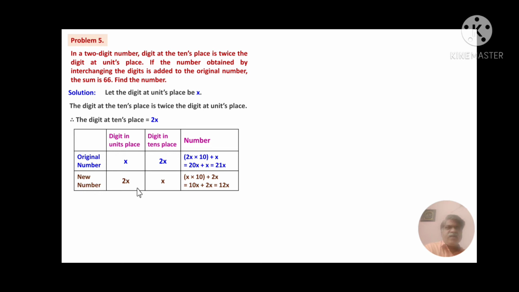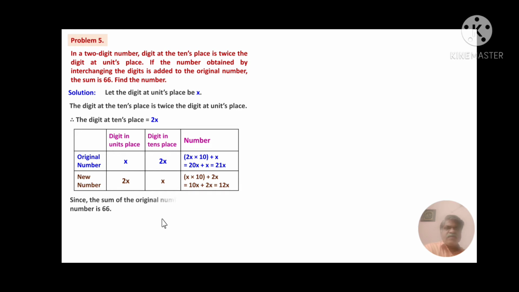The new number means unit and tens place digits are interchanged. So now the digit at unit will become 2x and the tens digit is x. So the new number will become x into 10 plus 2x. So it will be 10x plus 2x, that is 12x.